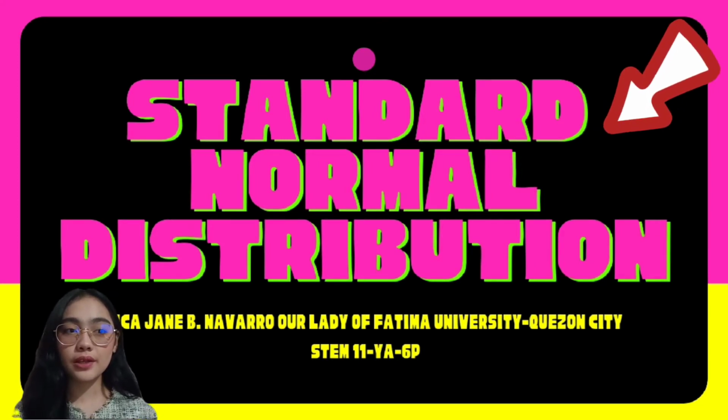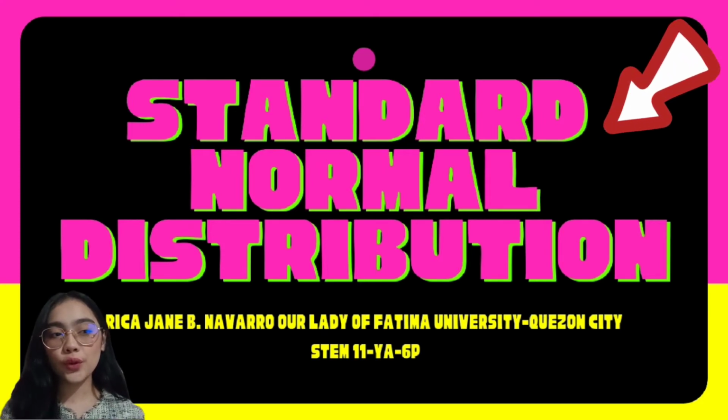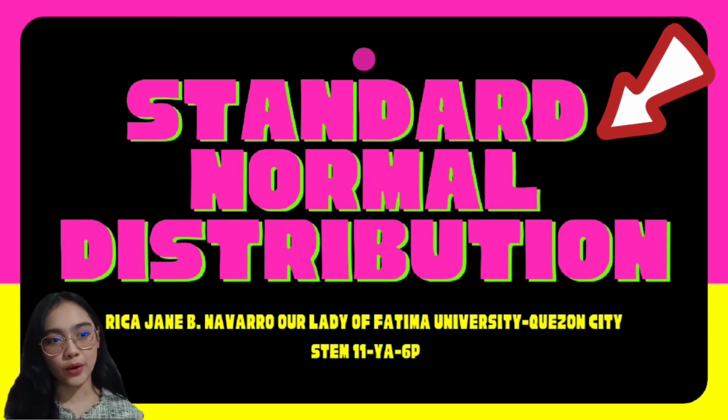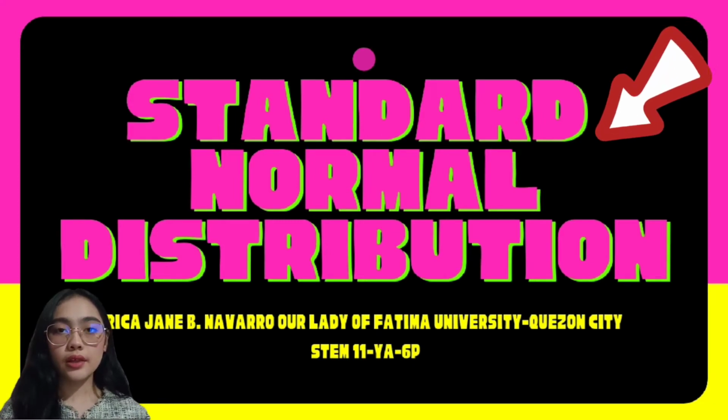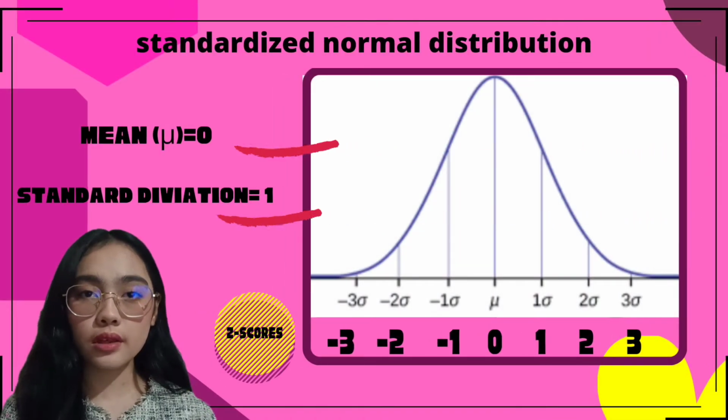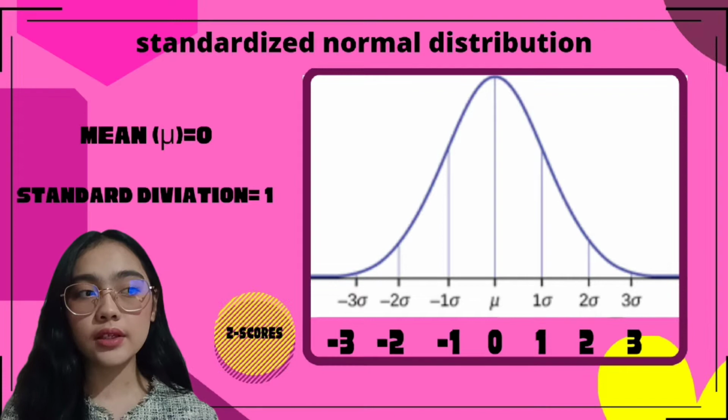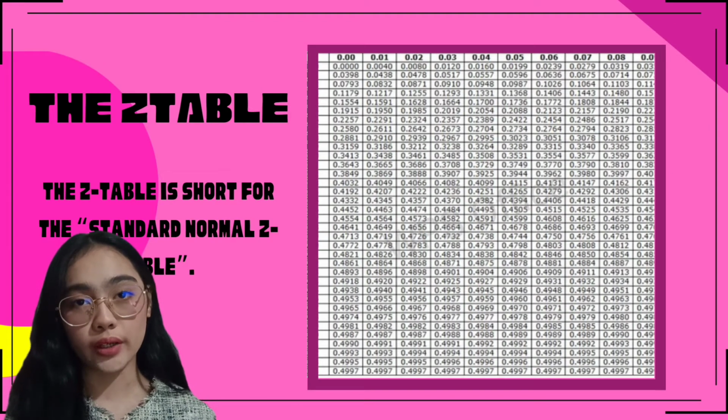Today's topic is all about standard normal distribution, and I will be teaching you how to determine an area or probability using the z-table. Standard normal distribution is where the mean is always equal to 0 and has intervals that increase by 1, where each number on the horizontal axis corresponds to a set score.